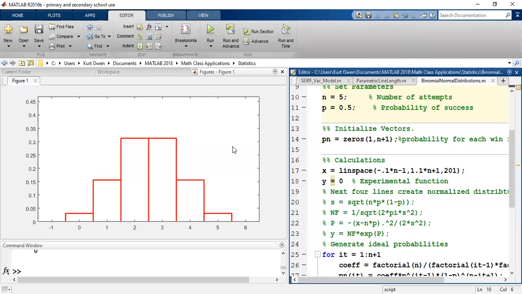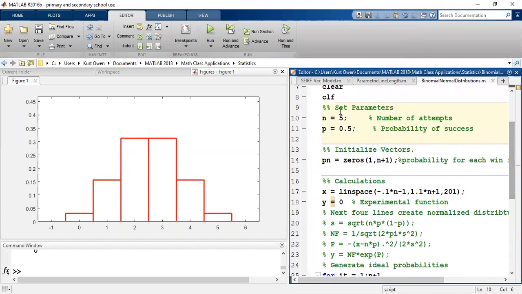If this were a coin toss, we've looked at this code before. You can see we have n equals 5 with a probability of success of 0.5. So that's like a coin toss. If we toss a coin 5 times, this is the distribution of outcomes. It would be pretty easy to figure out the probability of getting 4 or 5 heads.